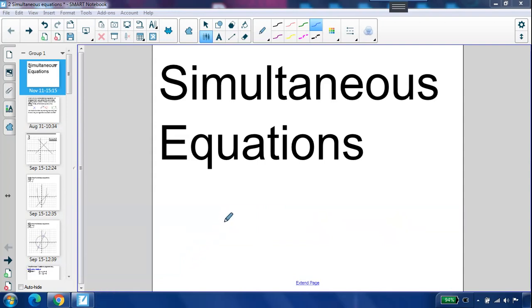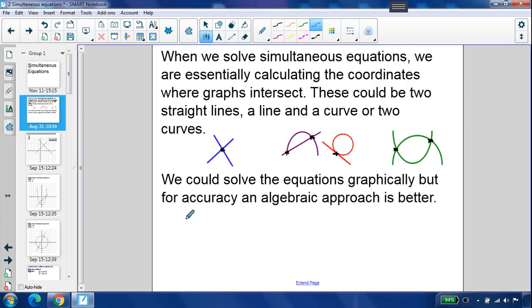Hello everyone, we are moving on to simultaneous equations in chapter 3. So when we solve simultaneous equations, we are essentially calculating the coordinates where graphs intersect. So these could be two straight lines, a line and a curve, or two curves. And we could solve these equations graphically, but for accuracy, an algebraic approach is better.